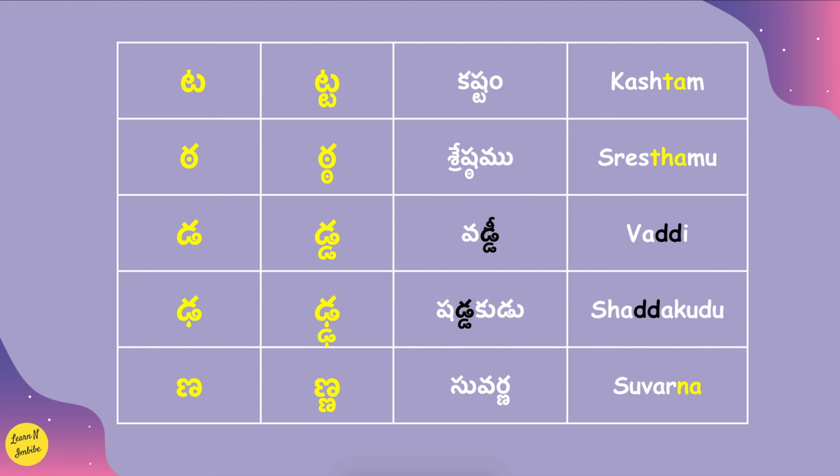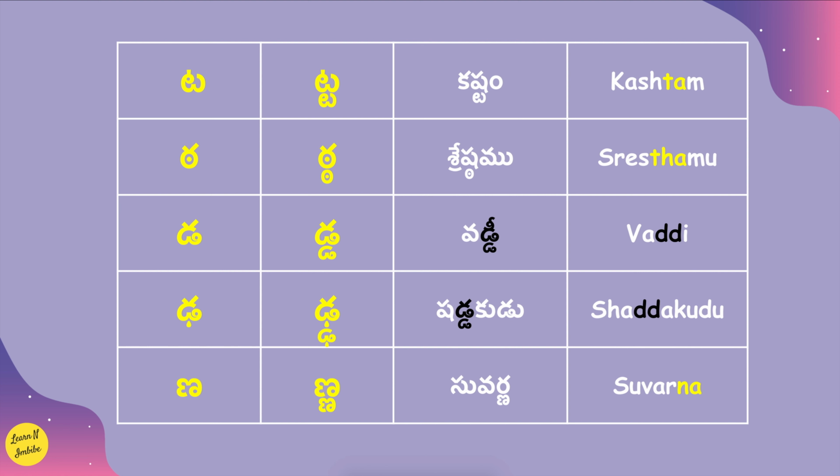T, Kashtam, which is difficult. Th, Sreshtamu, which is excellent. D, Vaddi, which is interest. Here the first and the second consonant belong to the same D family, so two D's side by side.